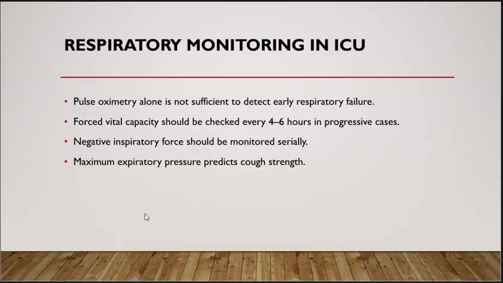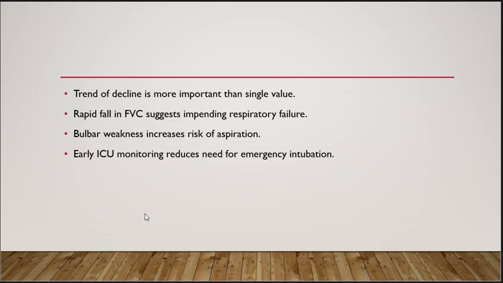Respiratory monitoring in the ICU: pulse oximetry alone is not enough. Forced vital capacity is to be checked every 4 to 6 hours, and negative inspiratory pressure and maximum expiratory pressure are to be monitored. The trend of decline is more important than a single value, whereas a rapid fall in FVC suggests impending respiratory failure, and elective intubation is to be considered. Bulbar weakness increases the risk of aspiration, and early ICU monitoring reduces the need for emergency intubation.